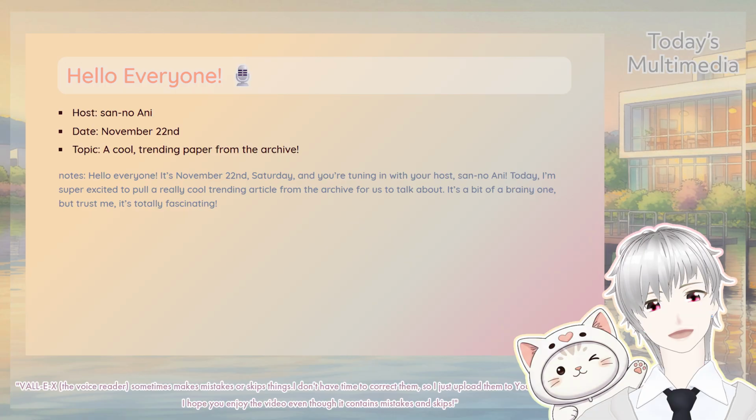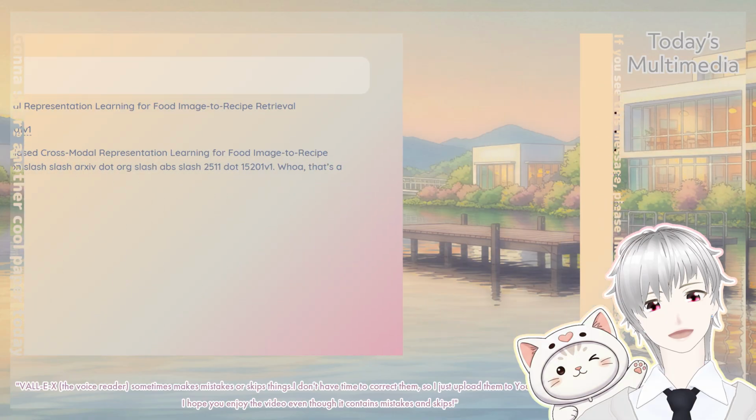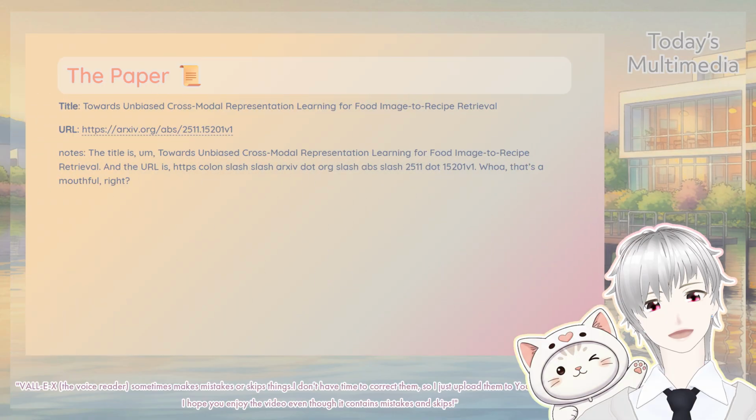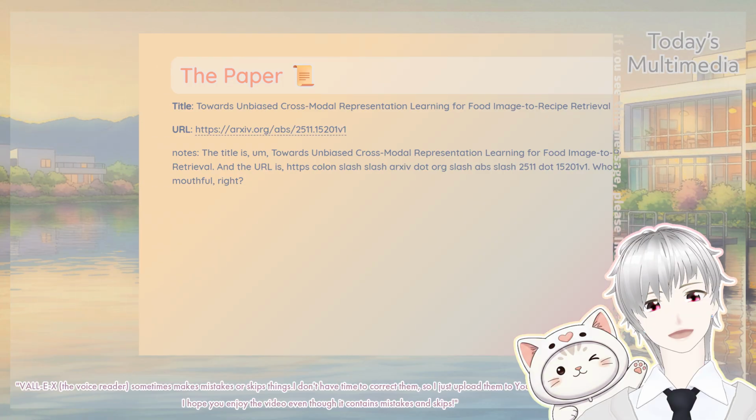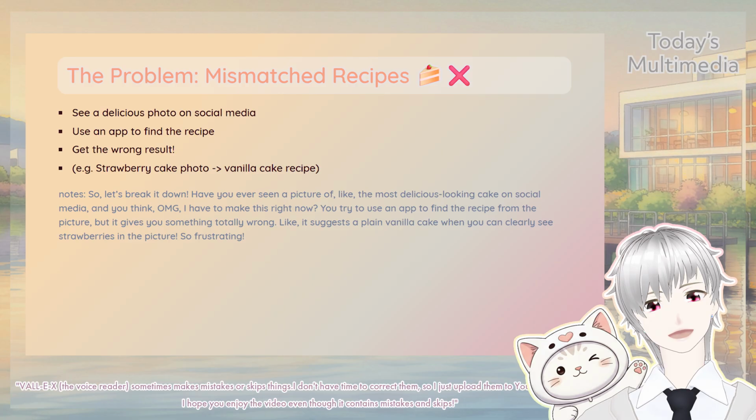Today, I'm super excited to pull a really cool trending article from arXiv for us to talk about. It's a bit of a brainy one, but trust me, it's totally fascinating. The title is, Unbiased Cross-Modal Representation Learning for Food Image-to-Recipe Retrieval. And the URL is arxiv.org/abs/2511.15200. Bro, that's a mouthful, right? So, let's break it down.